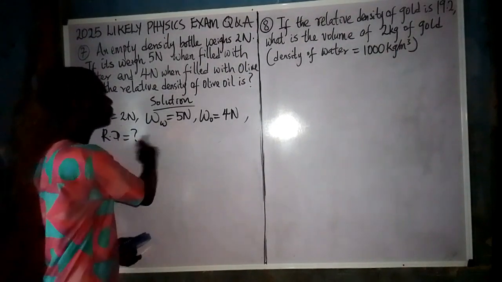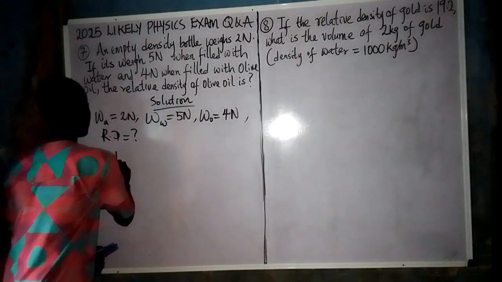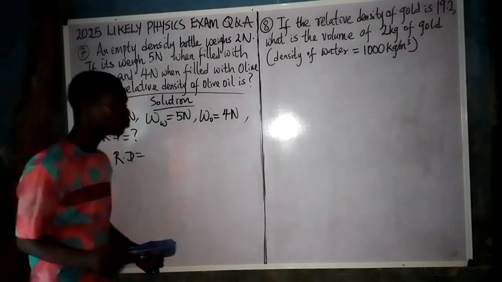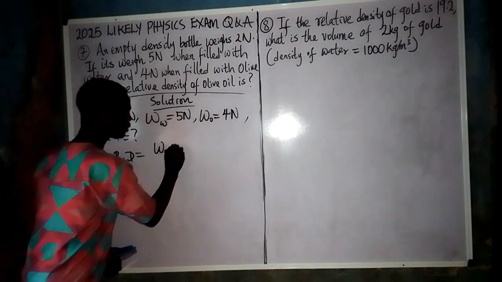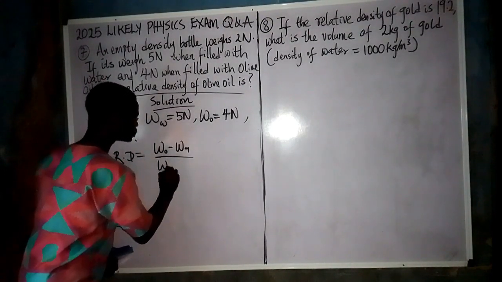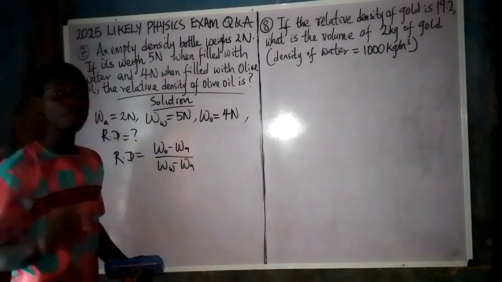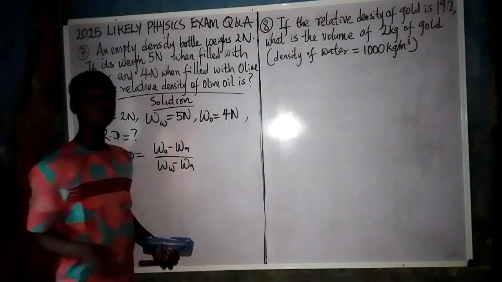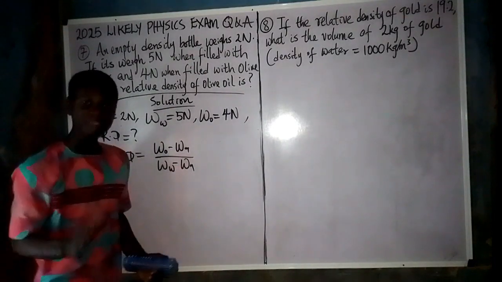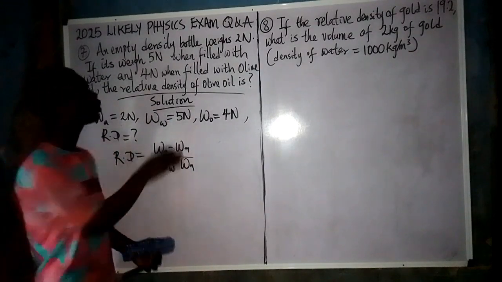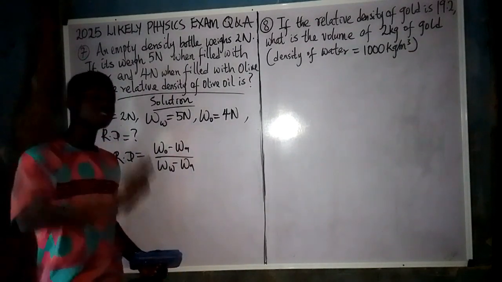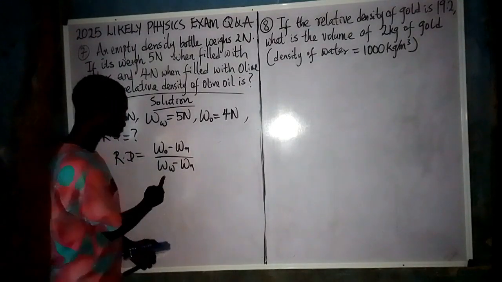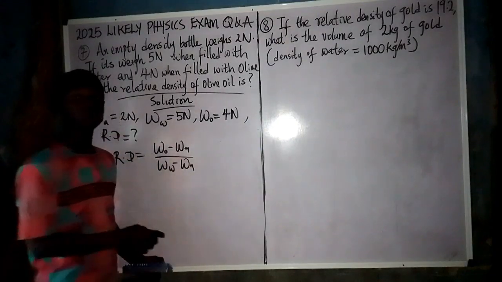Now, based on the parameters we're given in this question, because we are asked to find the relative density of olive oil, the formula we make use of is W_O minus W_A over W_W minus W_A. Now, I will explain. Remember, we are working with a relative density bottle. So we are going to be subtracting the weight of the empty bottle. Normally, if we're not working with a relative density bottle, the formula would have been the weight of the liquid or the substance over the weight of an equal volume of water. That is simply W_O over W_W.